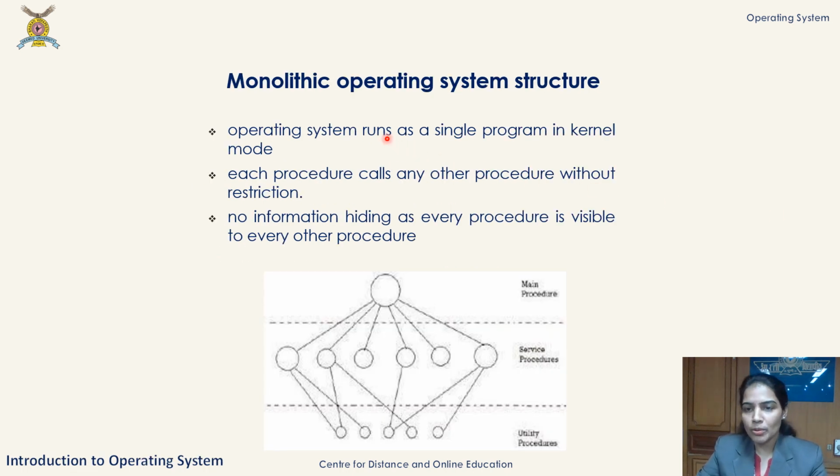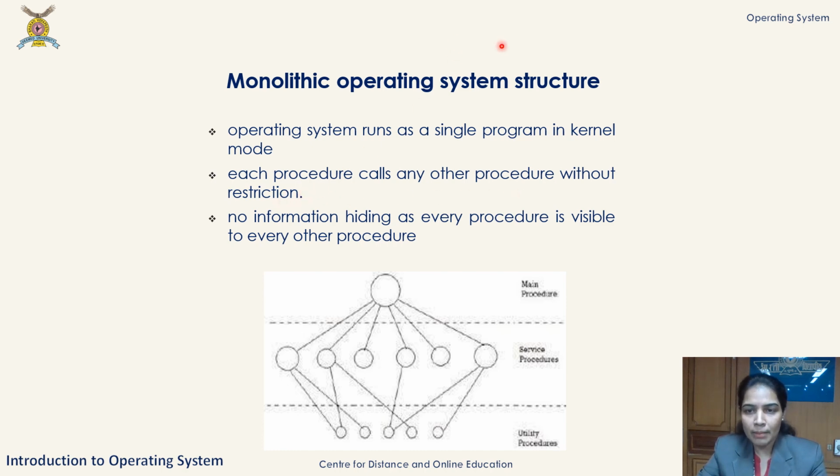The first is monolithic operating system structure. It is the oldest structure used for operating system. Mono means single. So this operating system runs as a single program in kernel mode. The operating system is written as a collection of procedures and it is integrated together into a single large executable program. Here, each procedure can call any other procedure without any restriction.